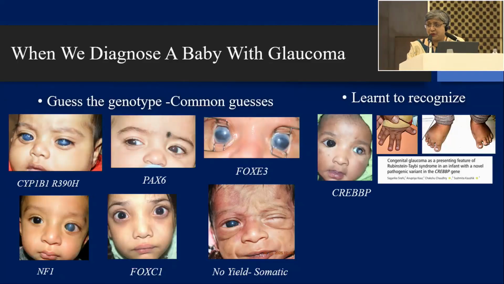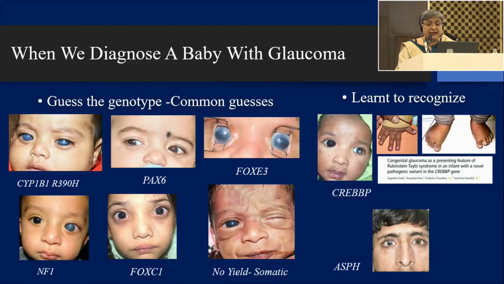We didn't know what this was. We thought this was Peters. When this diagnosis came and we looked at the stubby fingers and toes, it turned out to be Rubinstein-Taybi. And there are very few reports of congenital glaucoma in Rubinstein-Taybi. So actually, we could report that. And this is another learning.